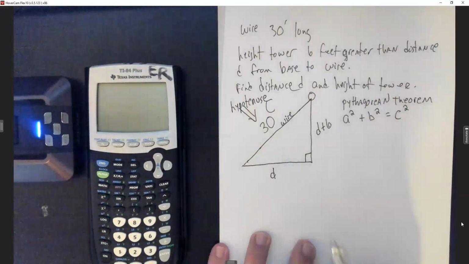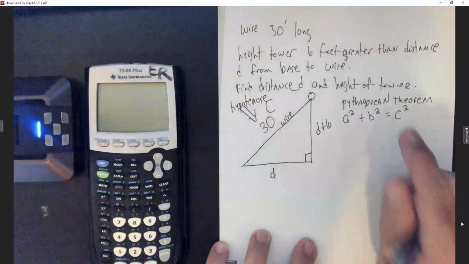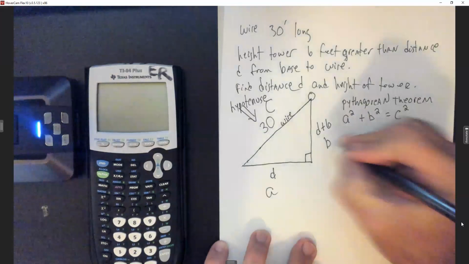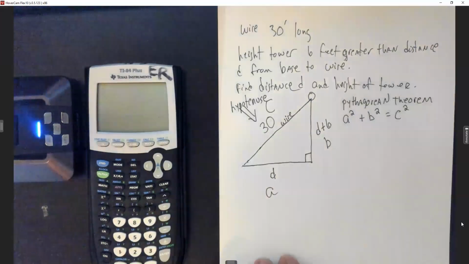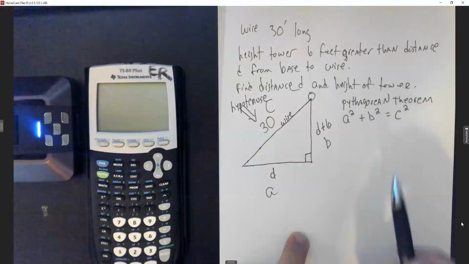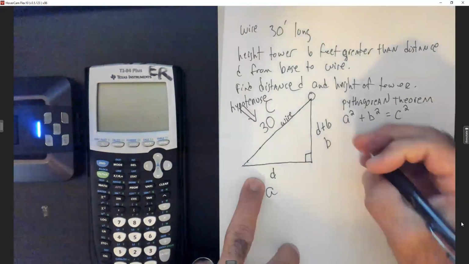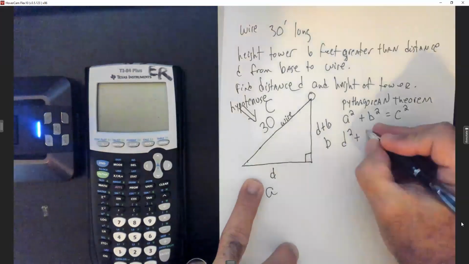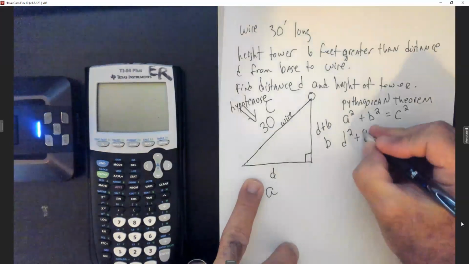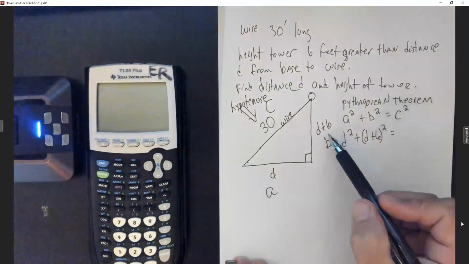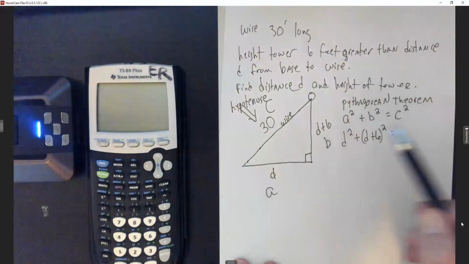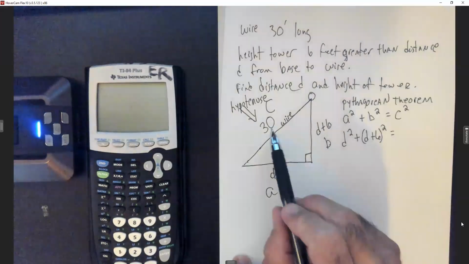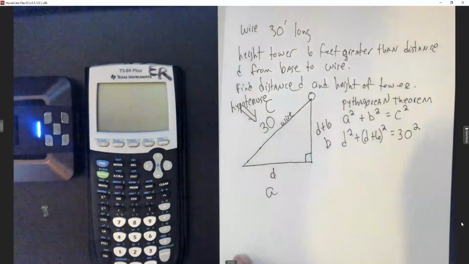So now what we're going to do, these two sides, it don't matter which one I make A and B, so I'll just make this A and that B. But remember, it don't matter, okay? So let's plug in. For A is D. So D squared plus my B, which is D plus 6 squared. So since there's two parts on this side B, we got to square that whole thing. Now that's going to equal C squared, which will be my 30 squared.